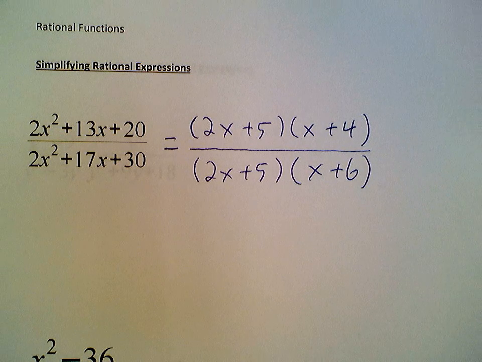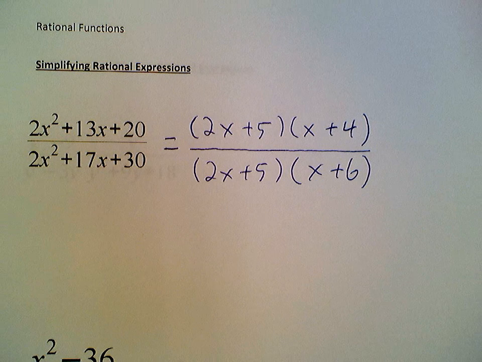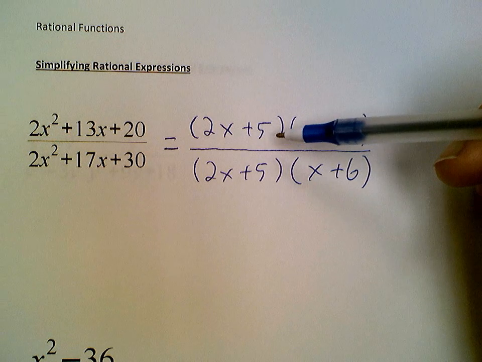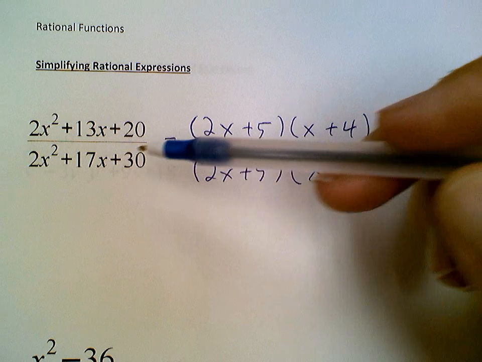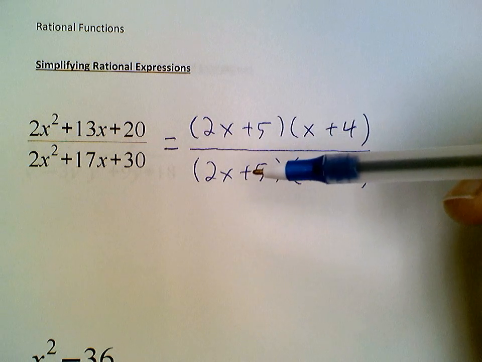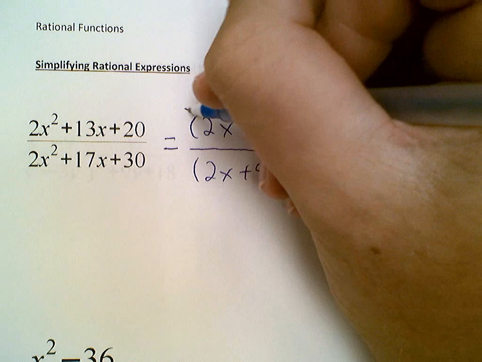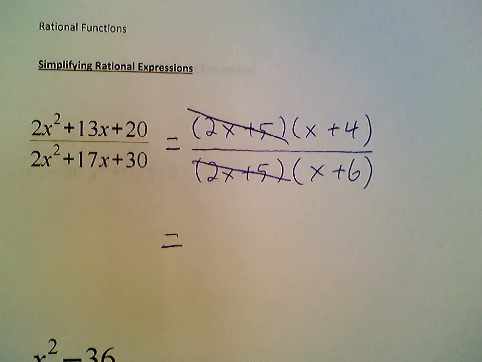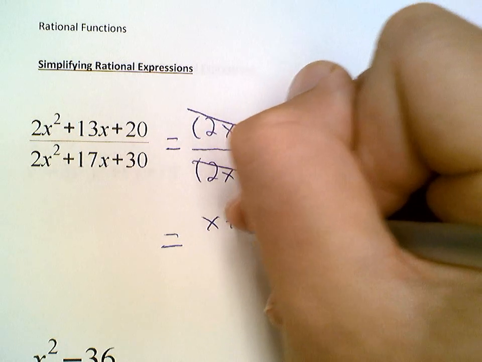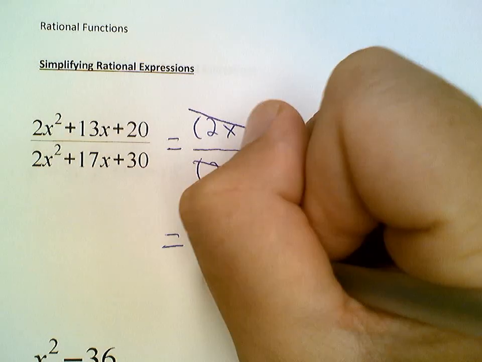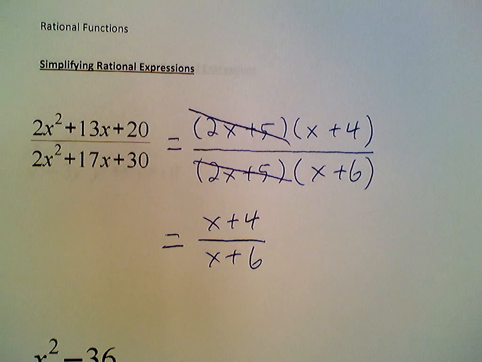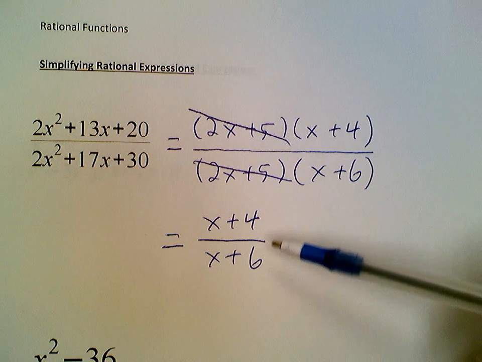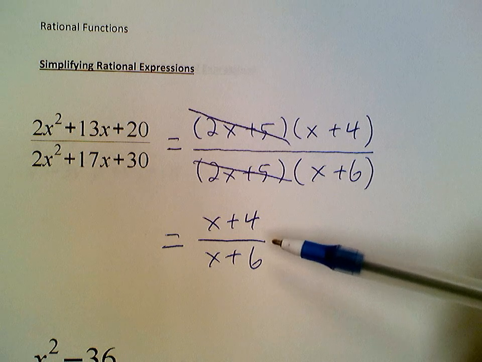Okay, so now that I have this factored, can I cancel anything out? And look at that, it just so happens that these two polynomials, numerator and denominator, had one factor in common, this 2x plus 5. Since this is factored now, you can cancel out this entire factor from the top and the bottom, from the numerator and the denominator. So my final simplified answer is simply x plus 4 over x plus 6. And now this is as simplified as it can be. I can simplify it no more because neither the numerator nor the denominator can be factored anymore.